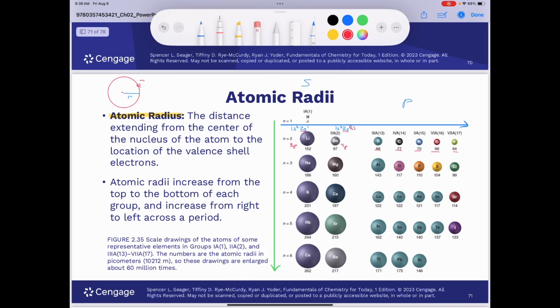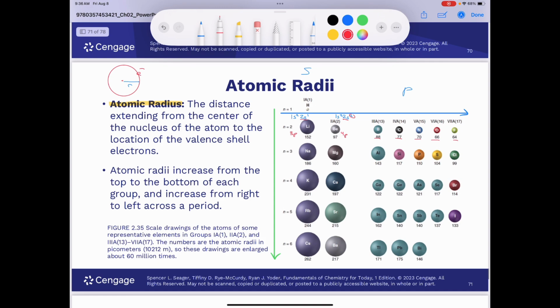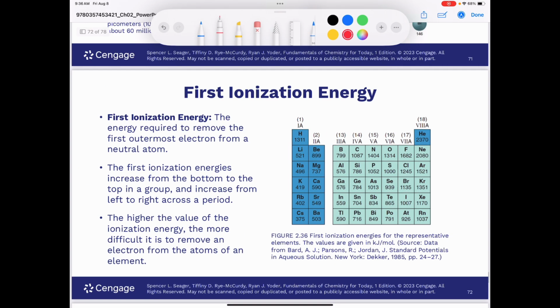Okay, so kind of counterintuitive, but that's the way it works with atomic radii. Now, next we're going to look at ionization energy. Specifically in this class, we study first ionization energy. If you take a higher level chemistry class, it'll look at second and third and fourth ionization energies. But we're just going to study the first one.